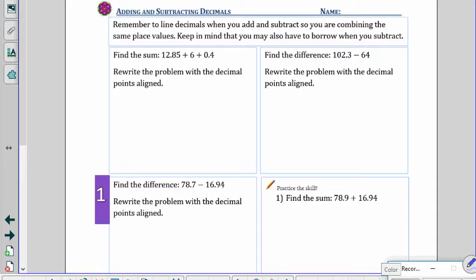Hi crew! Our learning objective for this video is I can add and subtract multi-digit decimals using an algorithm.